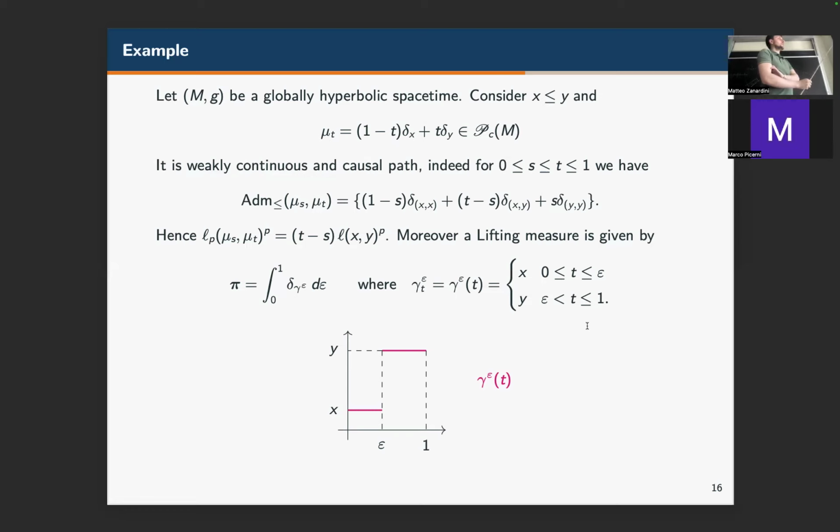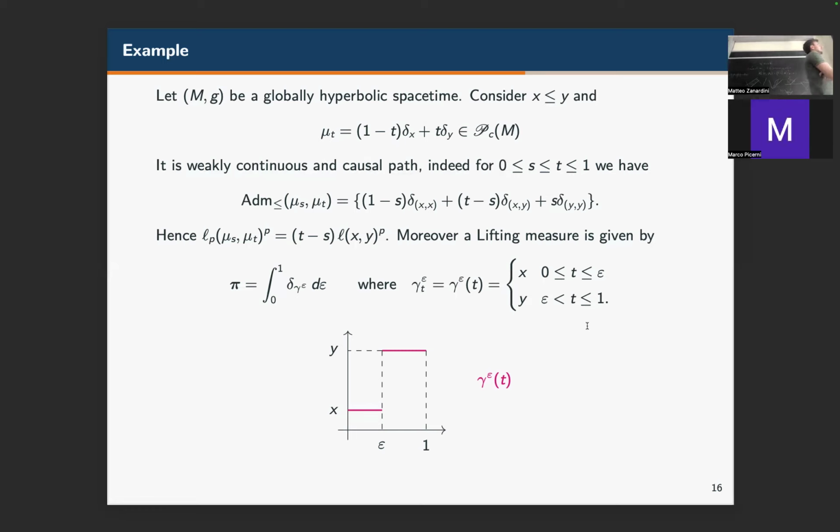So the supremum problem of L_p is just computed on a singleton, and you can precisely compute that L_p between mu_s and mu_t is typically the p-th root of t minus s. So it's a p-th root.